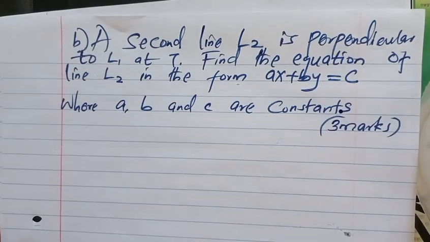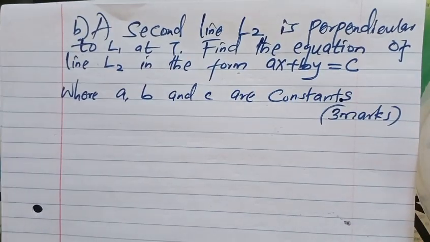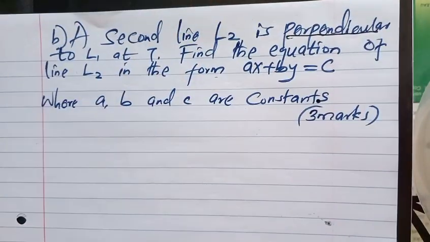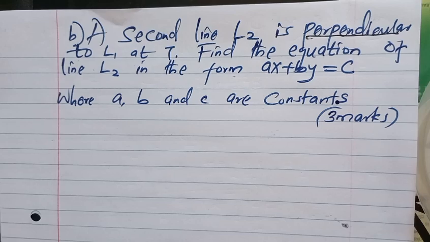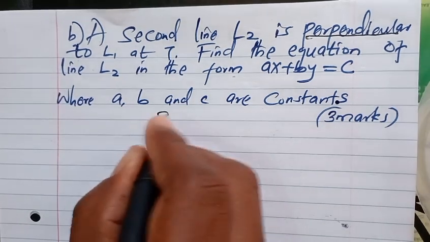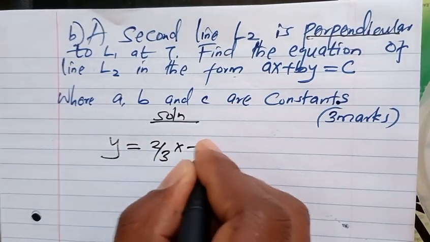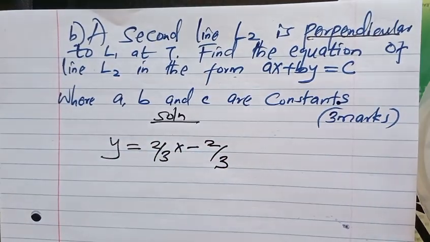Second question, that is B. The second question B reads, a second line, we are calling it L2, is perpendicular. So underline this, perpendicular. That second line is perpendicular to L1 at point T. So remember, we have to write the solution. We have to write the equation of line 1 first: y is equals to 2 over 3x minus 2 over 3. That is the equation for the first line.